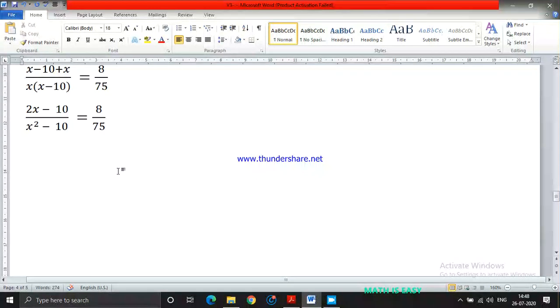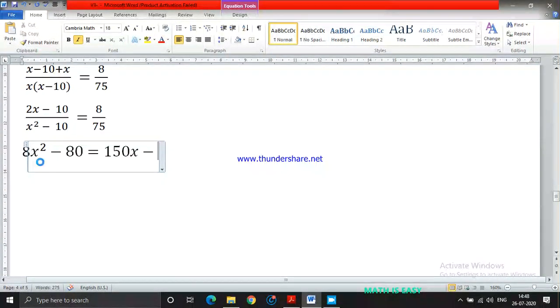When I do the cross multiplication, let me copy this x square term. So 8 into x square is 8x square, minus 8 into 10 is 80, is equal to 75 into 2 is 150x, minus 75 into 10 is 750. So here I solve the case.